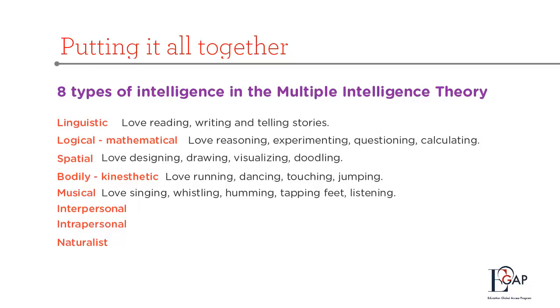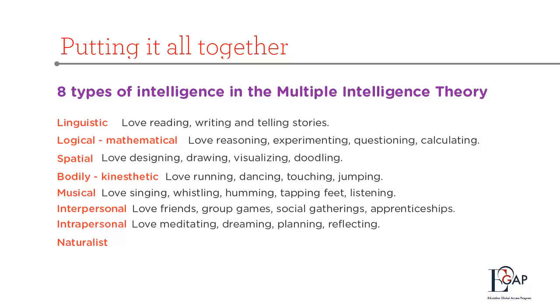Interpersonal students think best by collaborating with others and love friends, group games, social gatherings, community events, clubs, mentors, and apprenticeships. Intrapersonal students think in relation to their feelings, their needs, and goals, and love meditating, dreaming, planning, and reflecting. And finally, naturalist students think through forms of nature and the natural world, and they love playing with pets, gardening, investigating nature, raising animals, and caring for planet Earth.